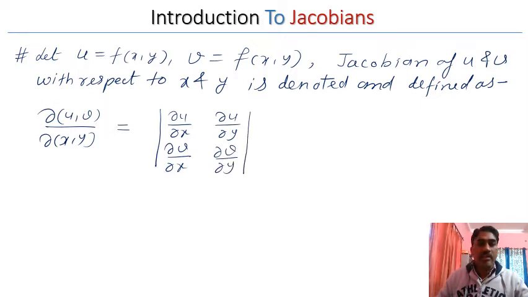So how do we write it? There are two functions u and v and two variables x and y. First take the first function and find its partial derivative with respect to x, then partial derivative with respect to y. So write here in a row. Then take the second function, find its partial derivative with respect to the first variable and with respect to the second variable, and write in a second row. So this will form a 2 by 2 determinant, and this is called Jacobian of u v with respect to x and y.